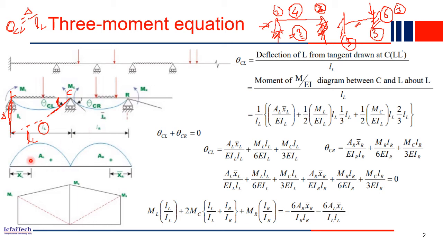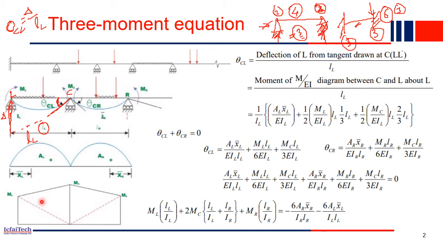So here, if you see the M by EI diagram, this M by EI diagram is for this loading condition. How much is the area inside? The area is simply AL, which is given to us. AL into, we have to take the moment. Moment means area into CG distance. So the CG distance is XL. That's why it's written AL into XL by EI, and 1 by LL is there anyway. So this is the first part, which came from this part.